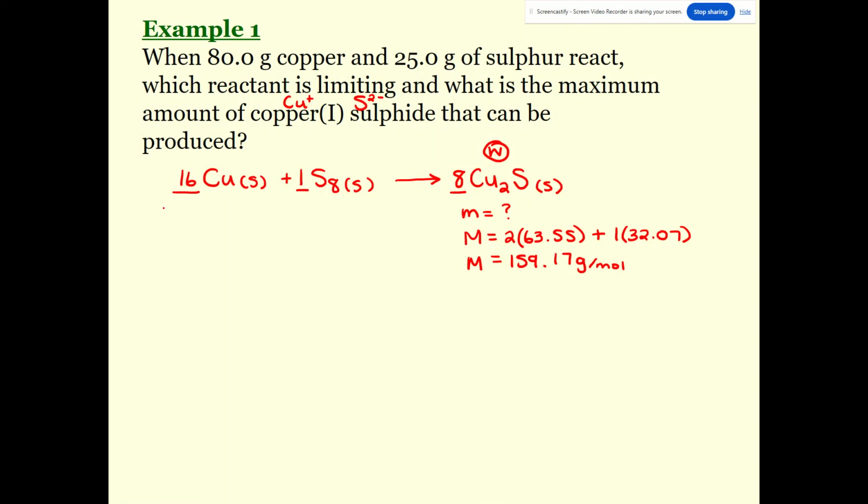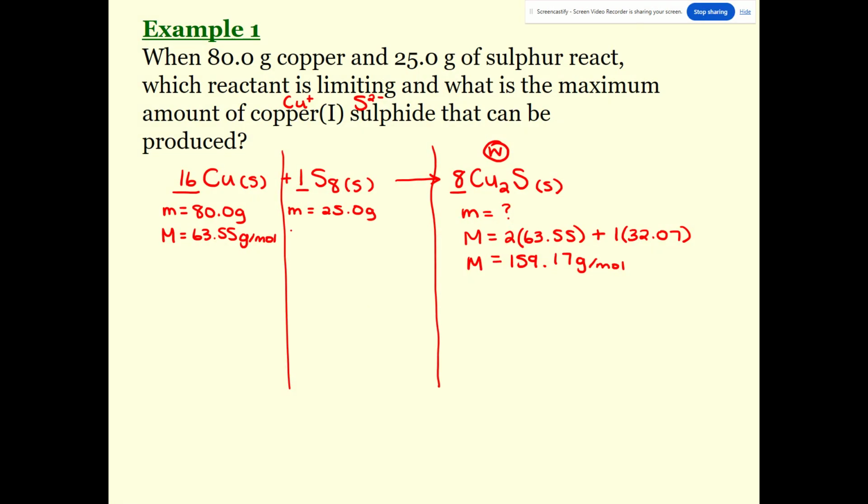Now I have a mass of my copper, 80.0 grams. The molar mass, again, is just 1 copper, 63.55 grams per mole. And I'm actually going to make a little chart out of this. I also have the mass of my sulfur, 25.0 grams. I'm going to find the molar mass of it. I do have 8 sulfurs I have to add together, or put 8 times 32.07 in my calculator. Subscripts again get used in finding molar mass, not balancing coefficients.